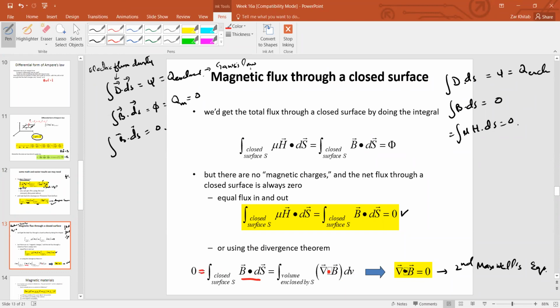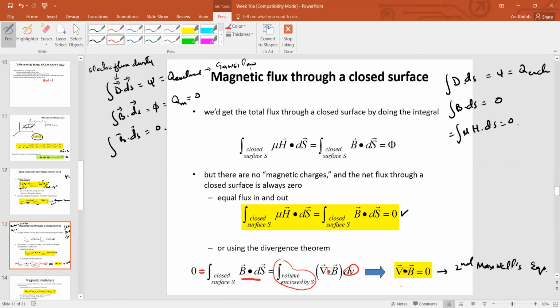This thing is 0. So this ultimately means divergence of B, because the volume integral is not 0, there is a volume, but if the left hand side is 0, that means the divergence of B is 0. So that's the second Maxwell equation.